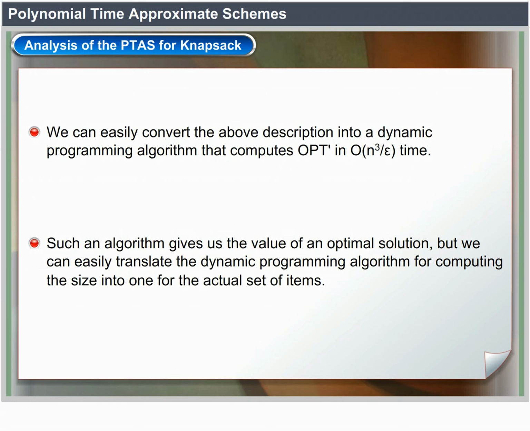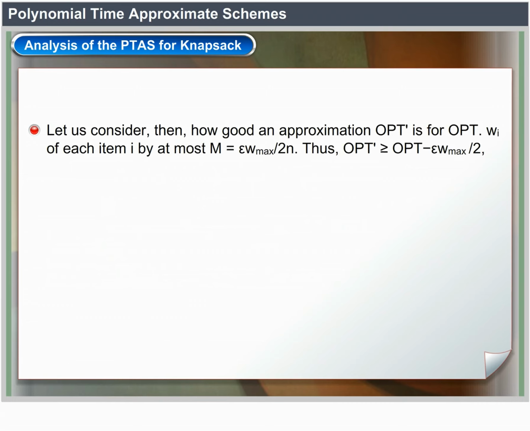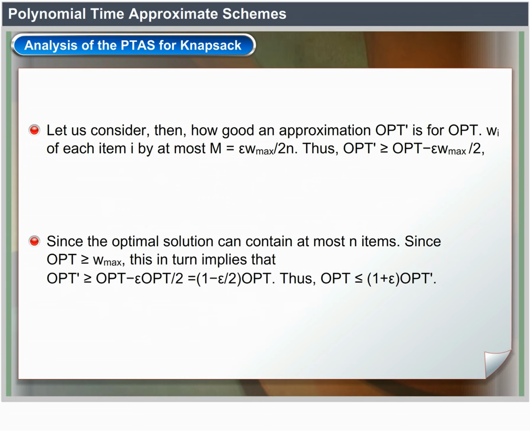Let us consider then how good an approximation opt dash is for opt. We reduce the worth Wi of each item i by at most m equals epsilon w max by 2n. Thus, opt dash greater than or equals opt minus epsilon w max by 2. Since the optimal solution can contain at most n items, and since opt greater than or equals w max, this in turn implies that opt dash greater than or equals opt minus epsilon opt by 2 equals 1 minus epsilon by 2 into opt. Thus, opt less than or equals 1 plus epsilon opt dash.